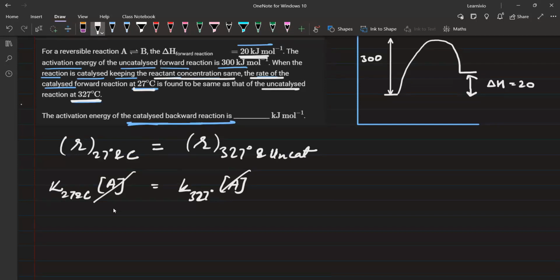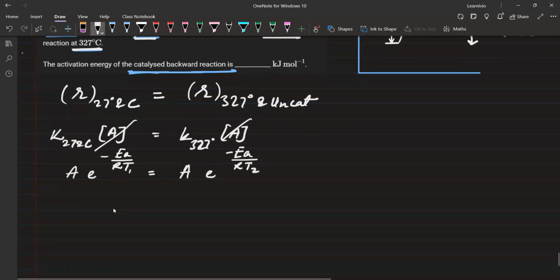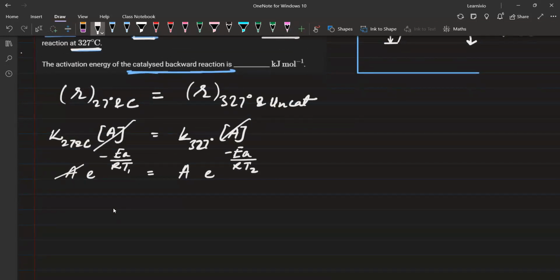Now please see here. We can write K. What is K? K is equal to A into e to the power minus EA upon RT. This will also be equal to A into e to the power minus EA upon RT1 and RT2. Make sense? Okay. The pre-exponential factor is also going to be same. Now both the bases e are same, so I will equate the powers.